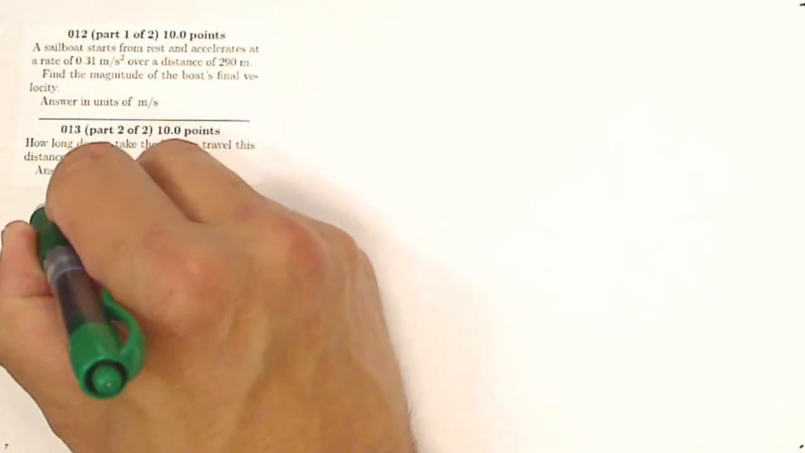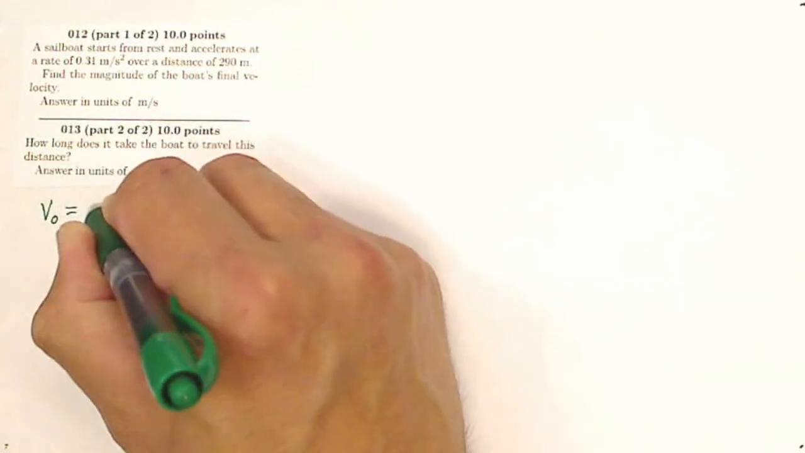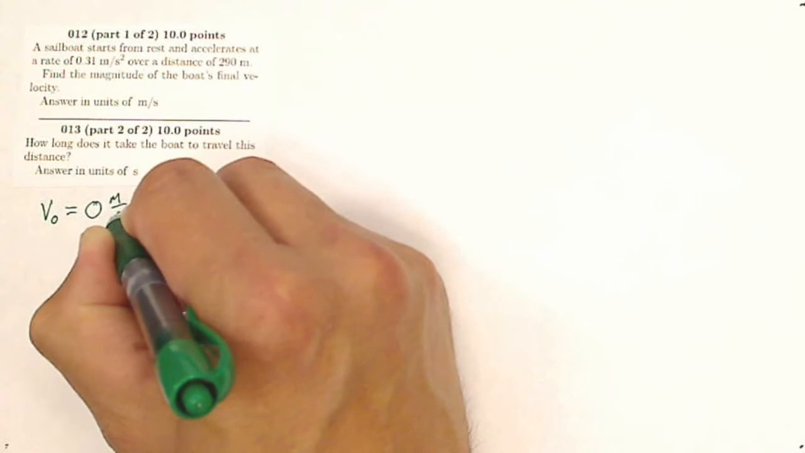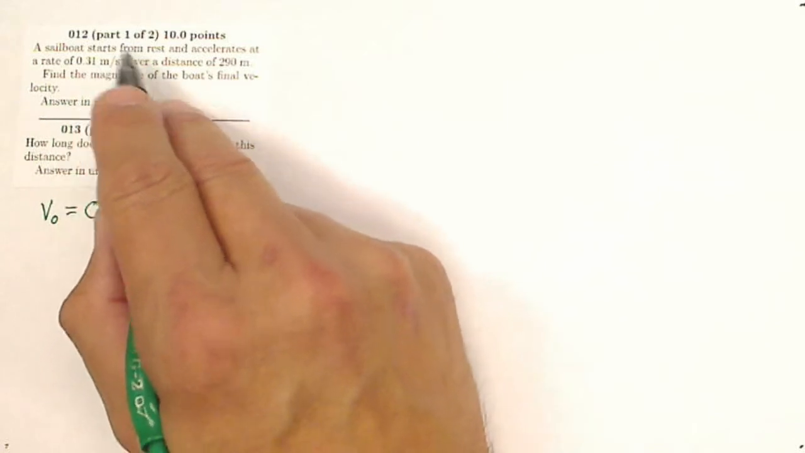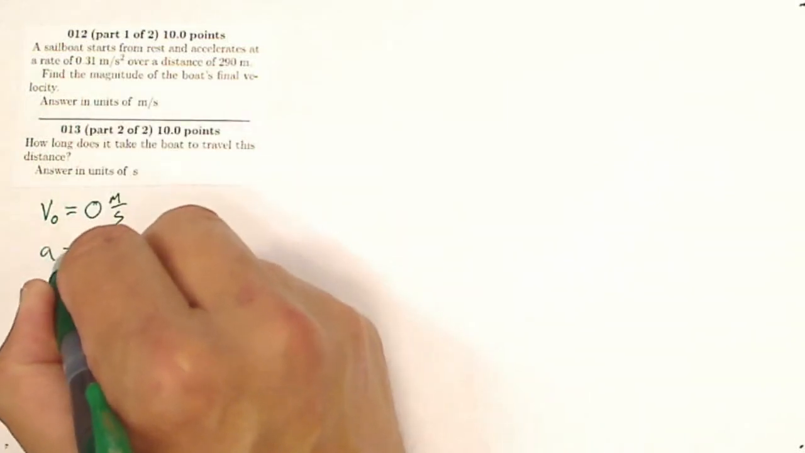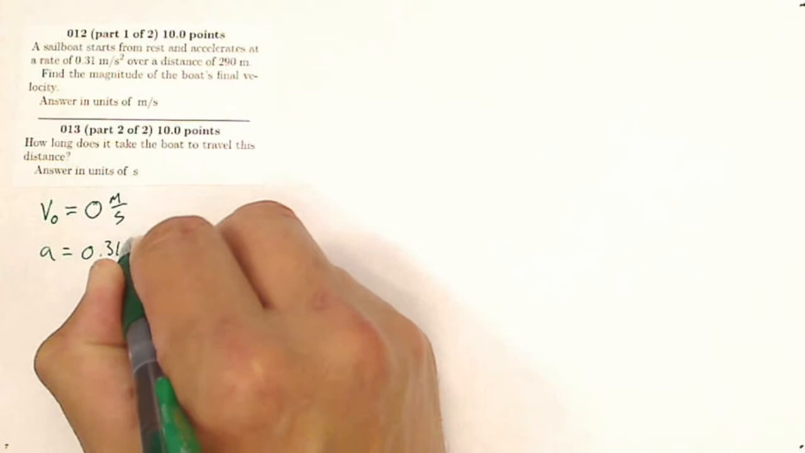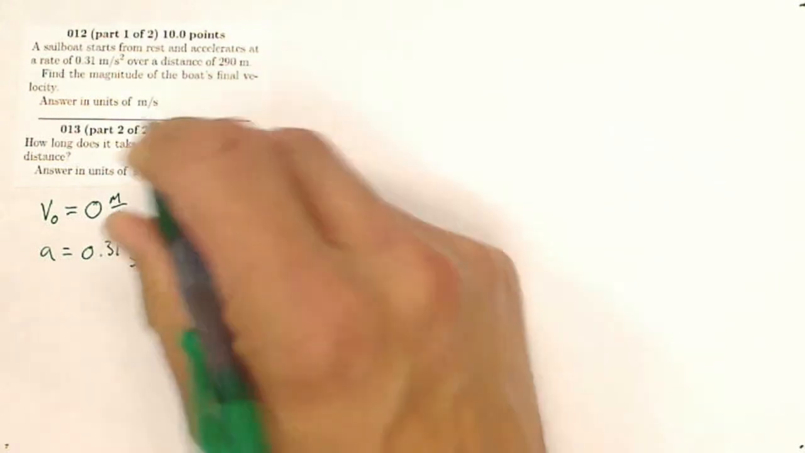This is physics homework number 5, questions number 12 and 13, a two-part question. It says a sailboat starts from rest. Starts from rest, that means my initial velocity is 0 meters per second. It accelerates at a rate of 0.31 meters per second squared. So my acceleration is 0.31 meters per second squared.